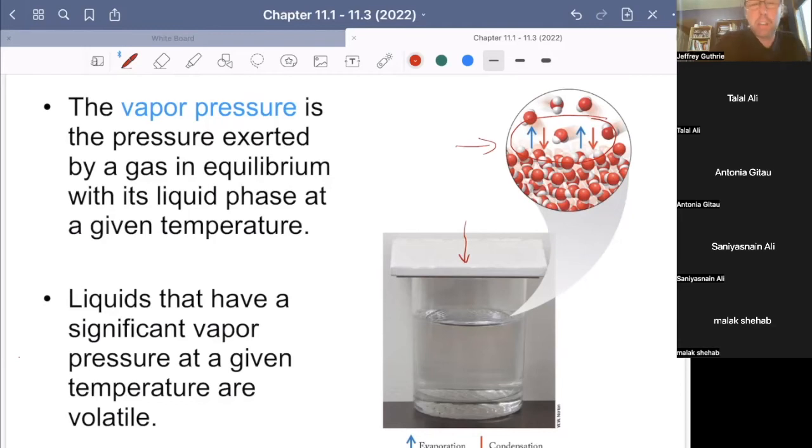Now, if you have something like acetone or ethanol or other compounds that evaporate more easily, gasoline, for example, they would have a higher vapor pressure because more of those molecules will be evaporating and present in the gas phase. Okay, so they're said to be volatile if they have a high vapor pressure.